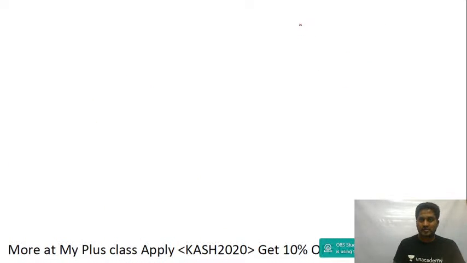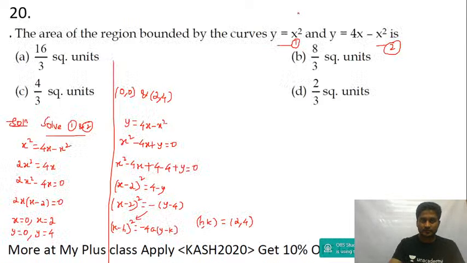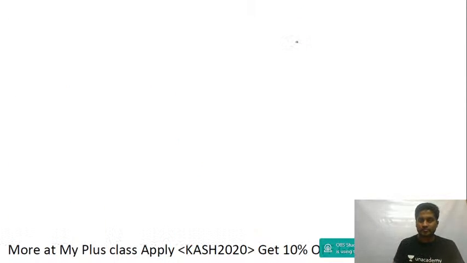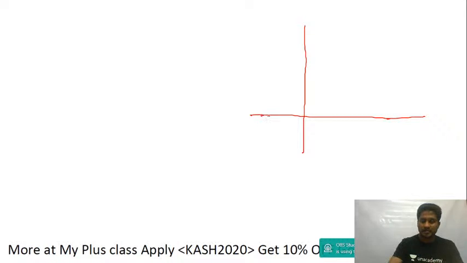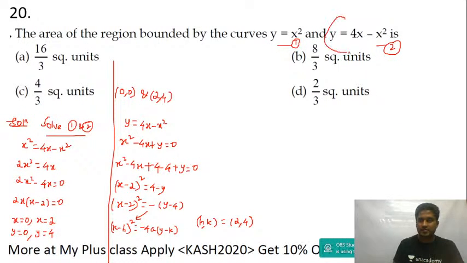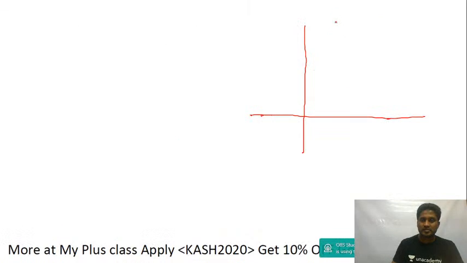So let's plot the graph now. Vertex will be equal to 2 comma 4. Now y equal to 4x minus x square will obviously pass through the origin. Then you get a downward parabola and vertex will be equal to 2 comma 4. This is the first thing.